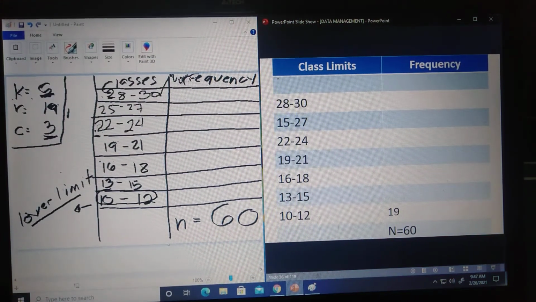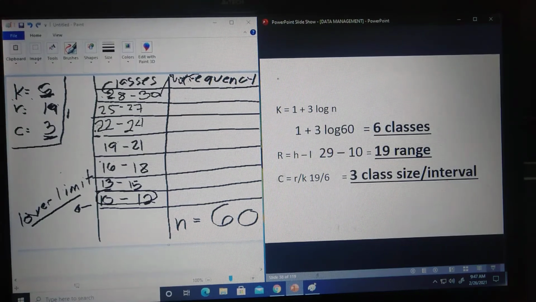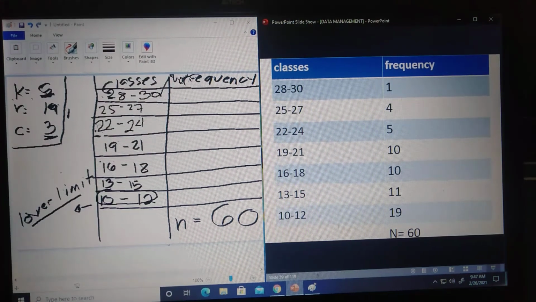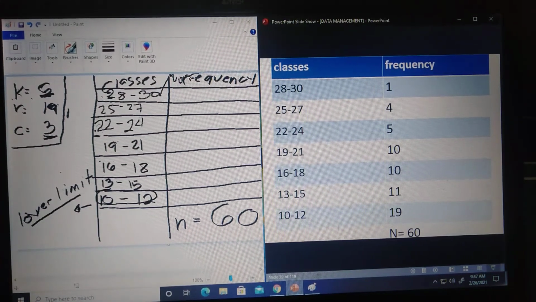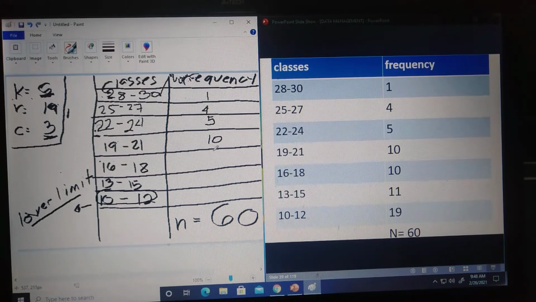Okay? So, pag nabuo yan, determine the value, and then yan ito yung sinabi ko kanina, 1 plus 3.3 log n, class interval. Suppose, nabilang na natin silang lahat. So, dito daw is 1, and then 4, 5, 10, 11, 19. So, kapag i-add mo lahat to, dapat 60. So, kapag in-add natin yan, 60.